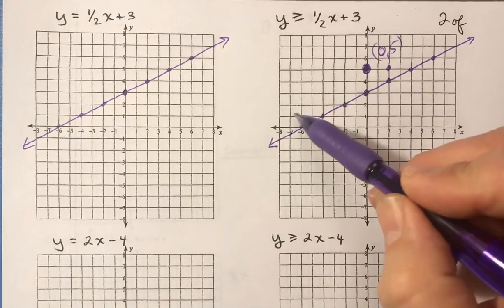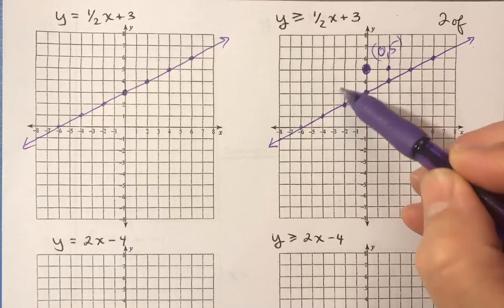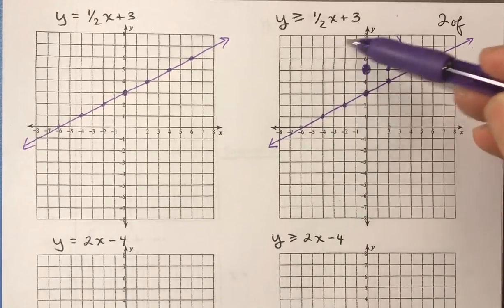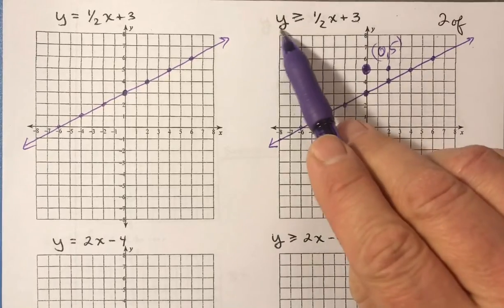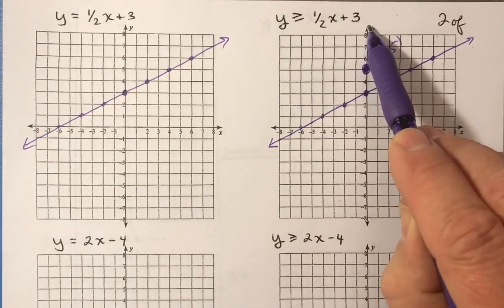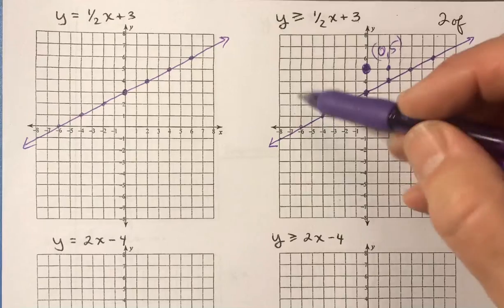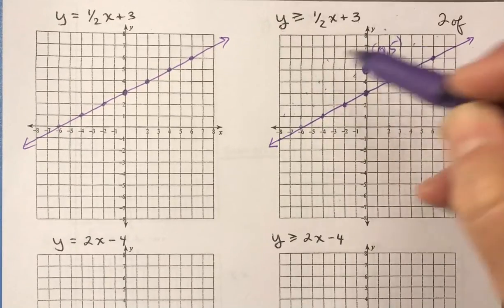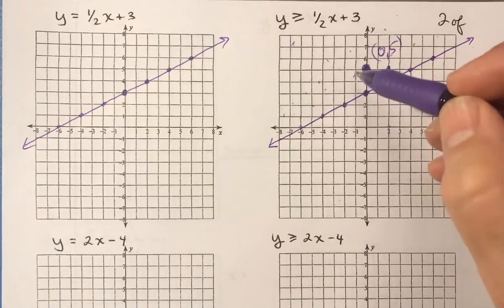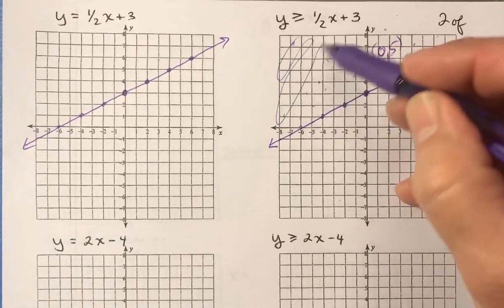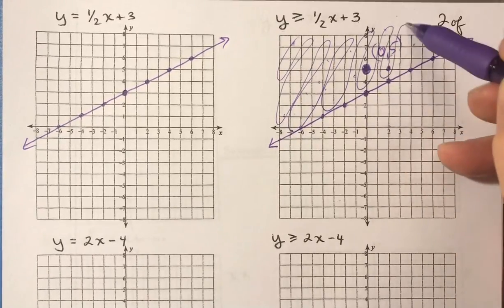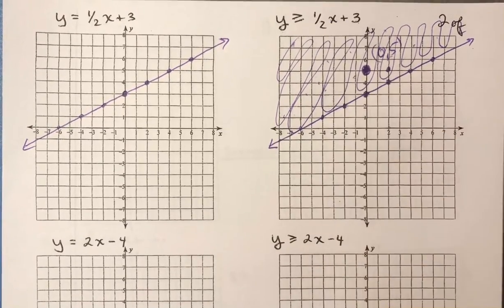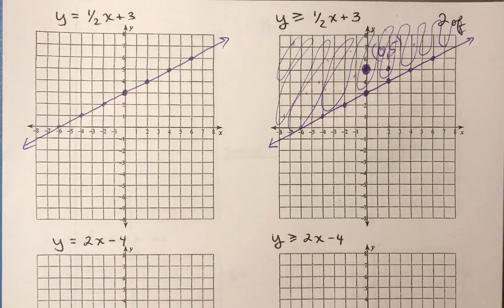Now, if I started taking all the points, any point in this half plane, they would all make this statement true. And so what we get then is there are so many points above this line that instead of graphing each one of them, we just shade, and that shading represents all the points that will make that statement true.